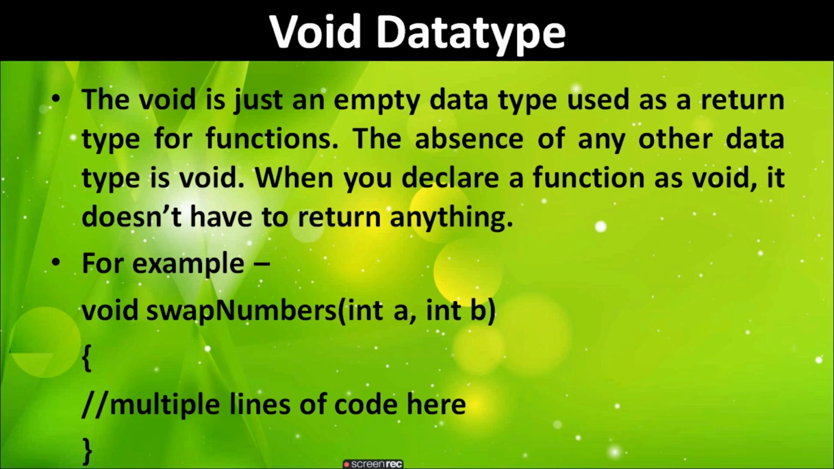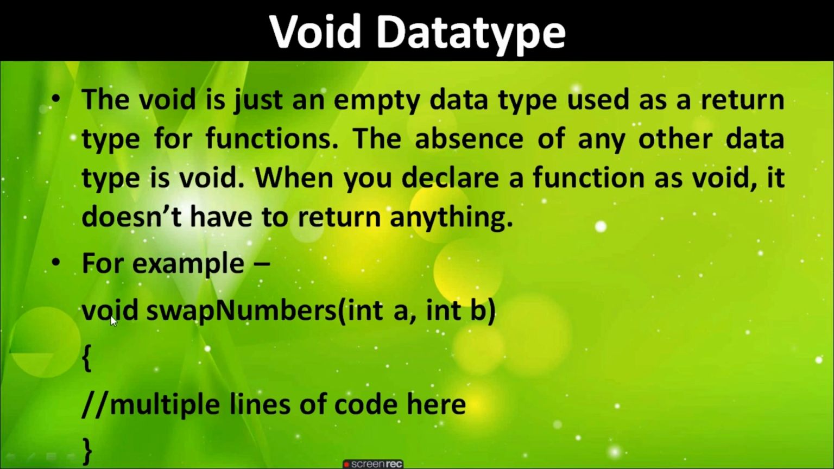A void data type is just an empty data type used as a return type for functions. If we don't want to return any value back to the calling function, then we can use the void data type. The absence of any other data type is void. When you declare a function as void, it does not have to return anything.